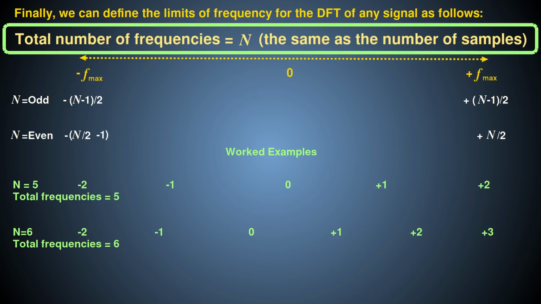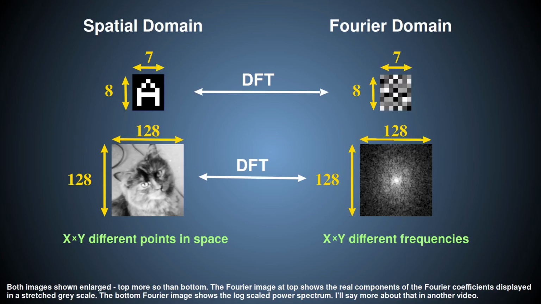So you can see that for a signal of any size n, whether n is odd or even, the total number of frequencies in its DFT is exactly the same as the number of samples in the input signal. This is why, whenever you see an image and its DFT, they're both of exactly the same dimensions as each other. In the spatial domain, the pixels represent different sample points in space, and in the Fourier domain, the pixels represent different frequencies.